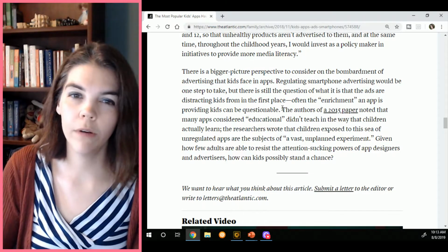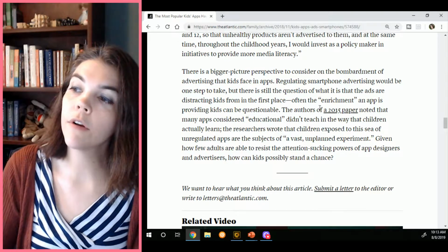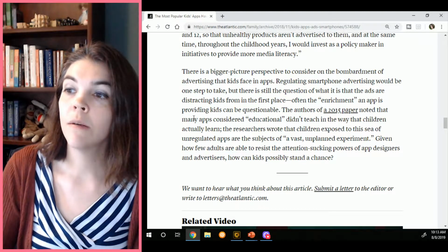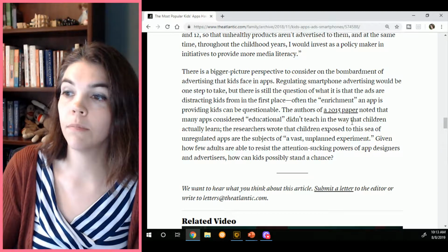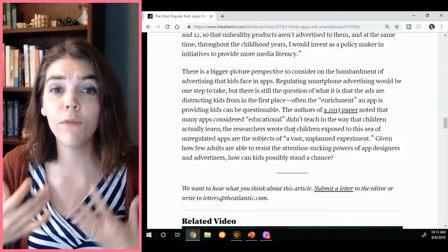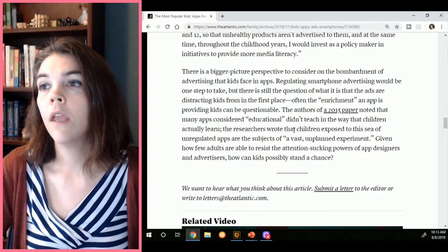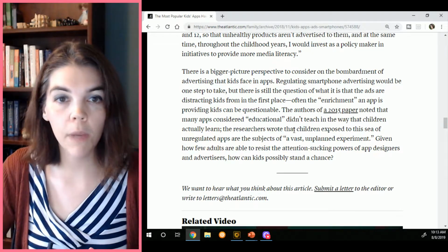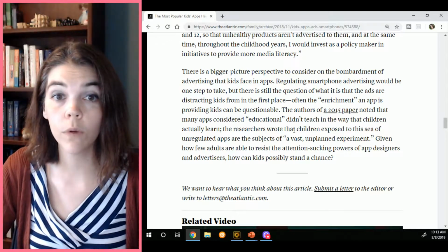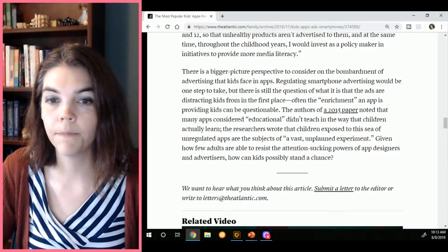All right, one more, just one more. The authors of a 2015 paper noted that many apps considered blah, blah, blah, blah. There we go. Wrote that. So you can see this is very common to see in research papers and magazines that are giving credit to their sources. All right.